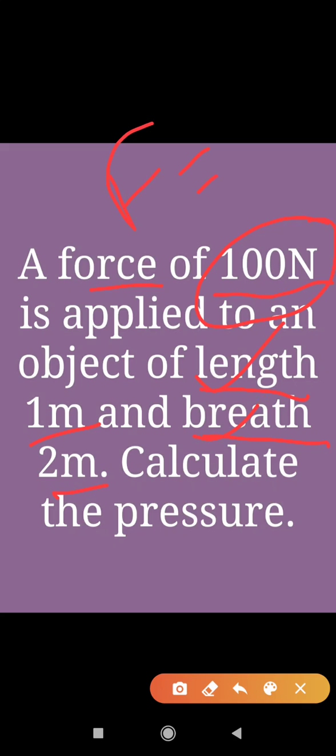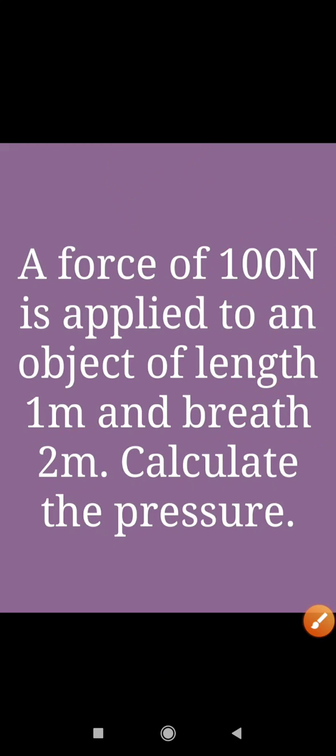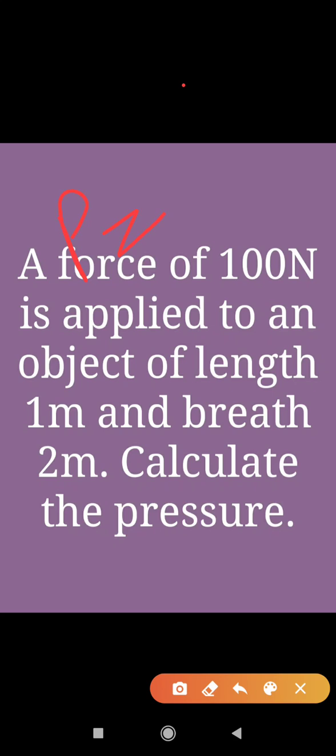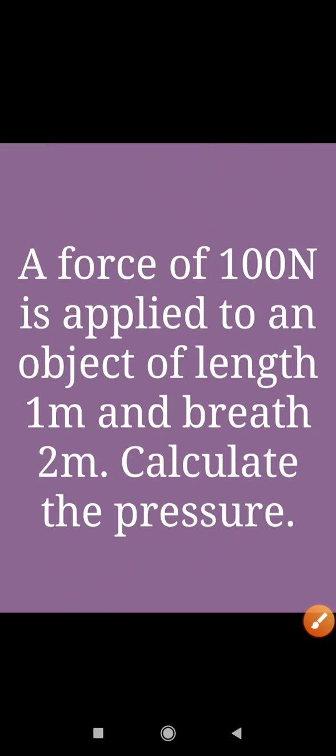We have length and breadth, but as per the formula of pressure we require P is equal to F upon A, which means we want force and area. Force we have, 100 Newton, but we need area, and length and breadth are given. So area is equal to length into breadth, and with the help of length and breadth we can find area. Then after placing the values we can easily find the pressure.